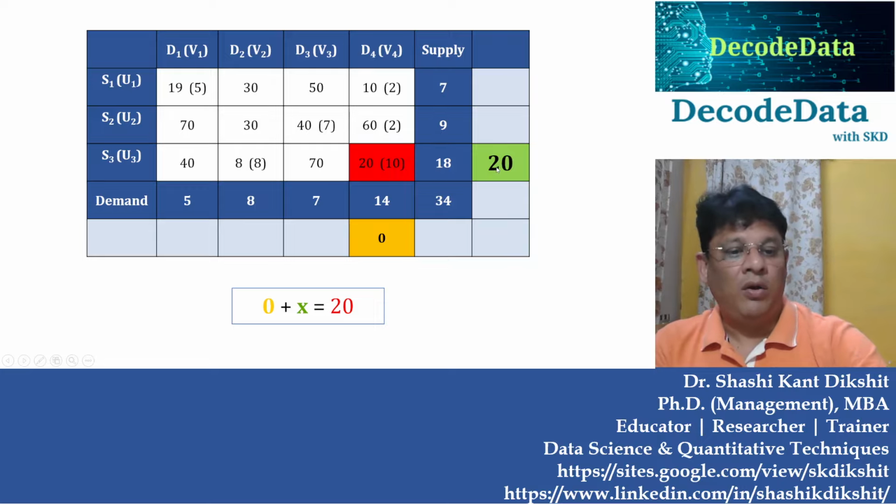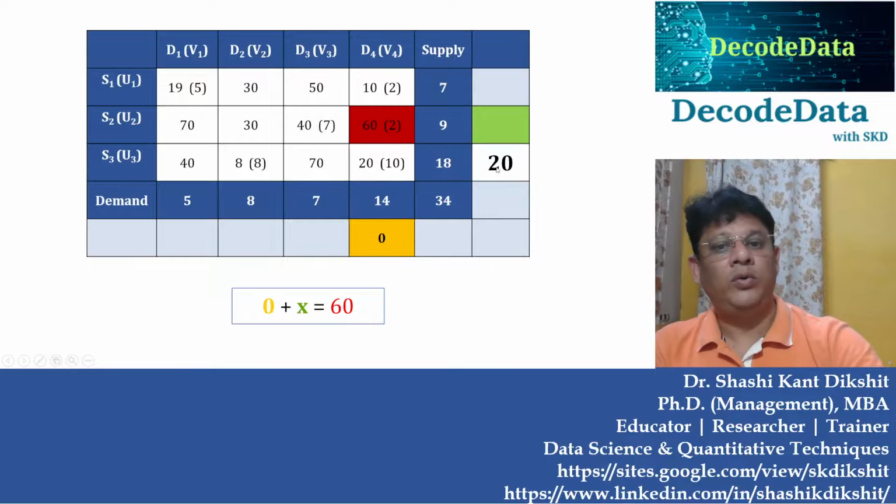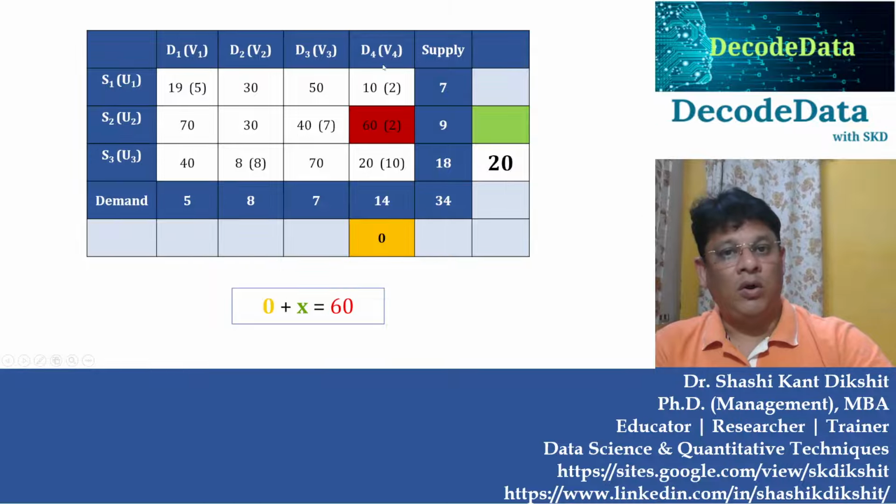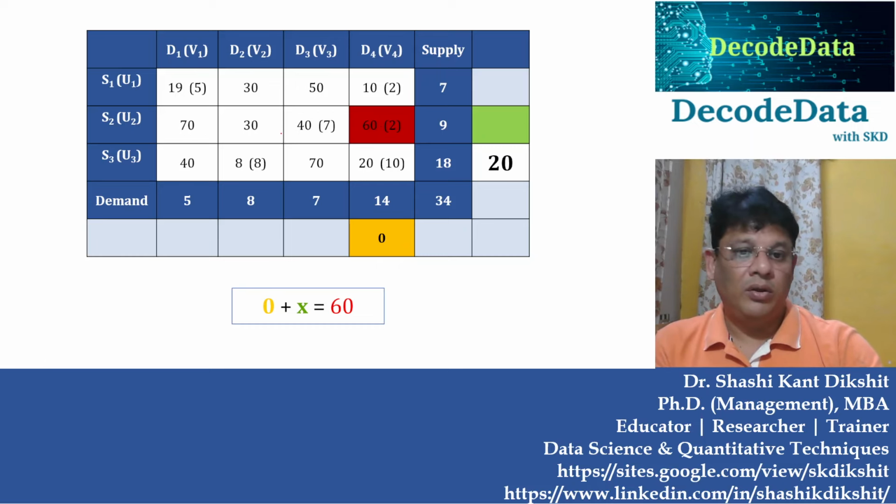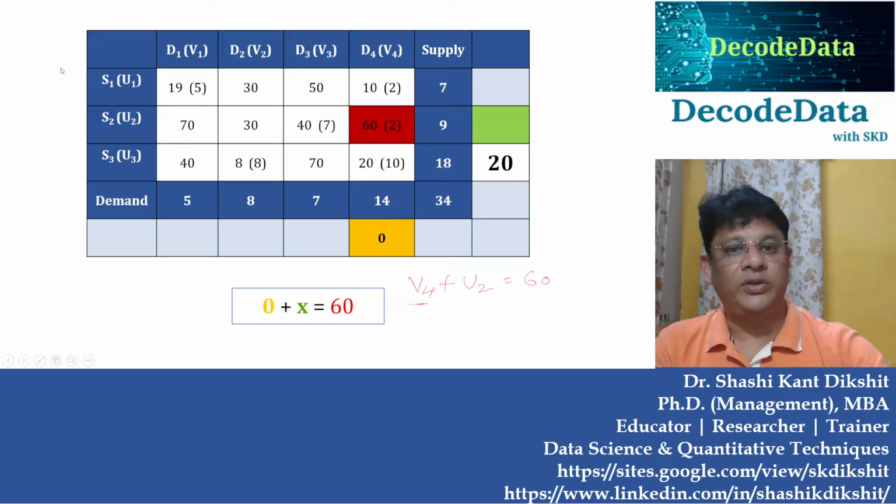Fine. Now let's move on to another cell, the top one, right? The column will be the same, 0, and this is the cell. So here, I'll say v4 plus u2 is equal to 60. v4 is 0, so u2 is equal to 60, right? So you have to write 60 here. Clear? So this is 60.